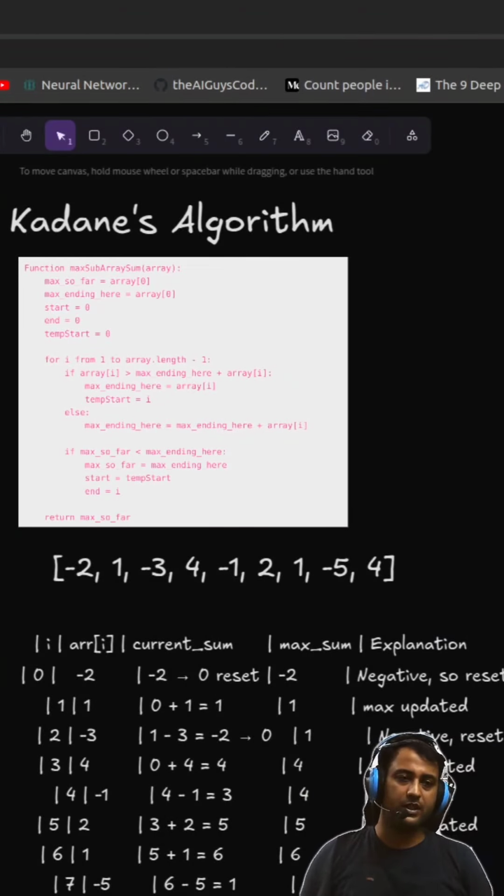And Kadane's algorithm is one of the most frequently asked algorithms in interview questions. Okay, so what is Kadane's algorithm?